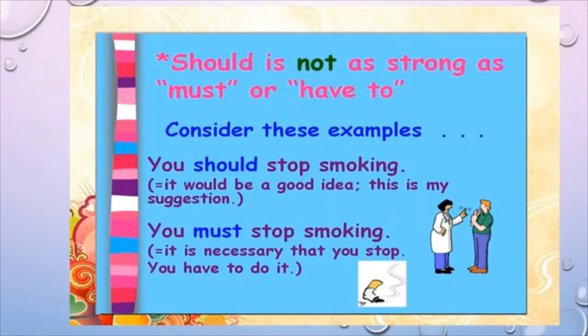Consider these examples. You should stop smoking. It would be a good idea. This is my suggestion. That means this is a suggestion or advice. And the second one, you must stop smoking. It is necessary that you stop. You have to do it. That means you have to stop smoking. It is compulsory. It is not advice.